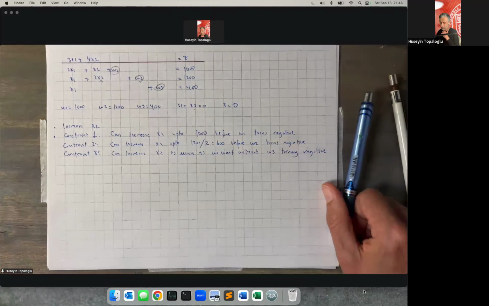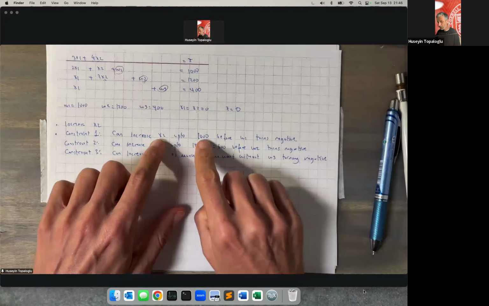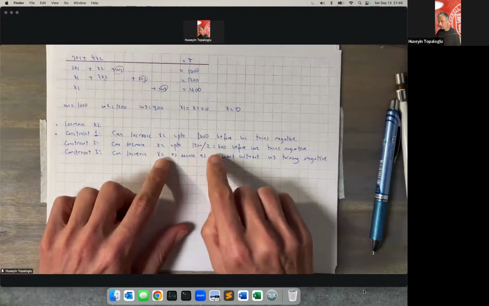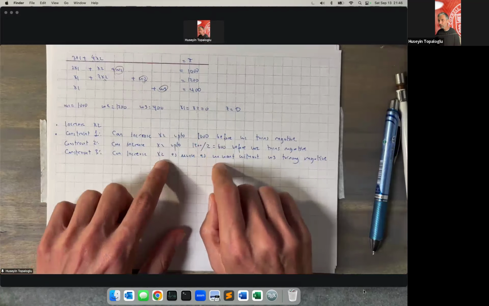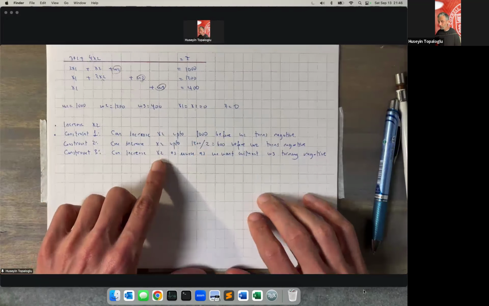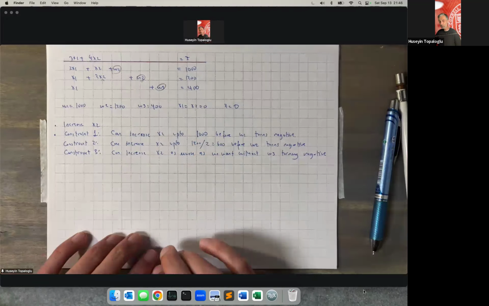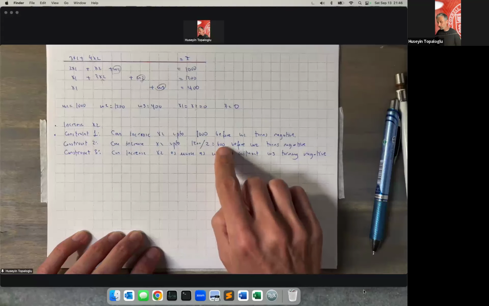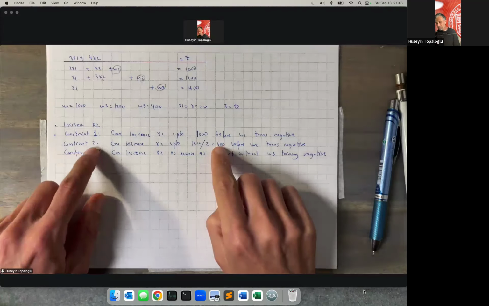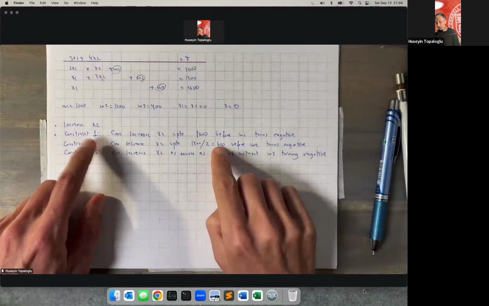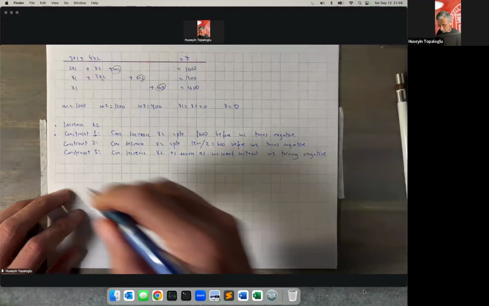Okay, so the first constraint says we can increase x2 up to 1000 before we get in trouble. The second constraint says you can increase x2 up to 600 before we get in trouble. The third constraint says you can increase x2 as much as you want without getting in trouble. So then what is the largest we can increase x2 before we get in trouble? We can increase x2 all the way to 600. That's it, before we get in trouble. So in this case, the max value of x2 is defined by the second constraint.